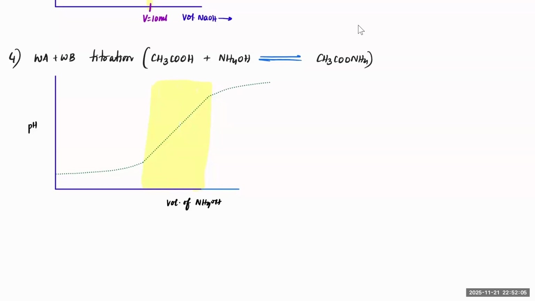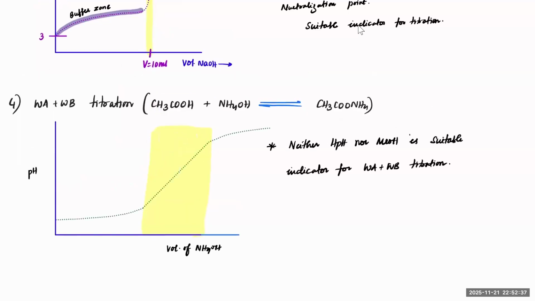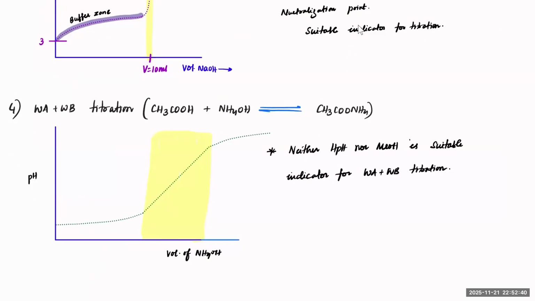So hence we can say neither phenolphthalein nor methyl orange is a suitable indicator for weak acid and weak base titrations. So I guess all of you understood this point, right? So this is about titrations.